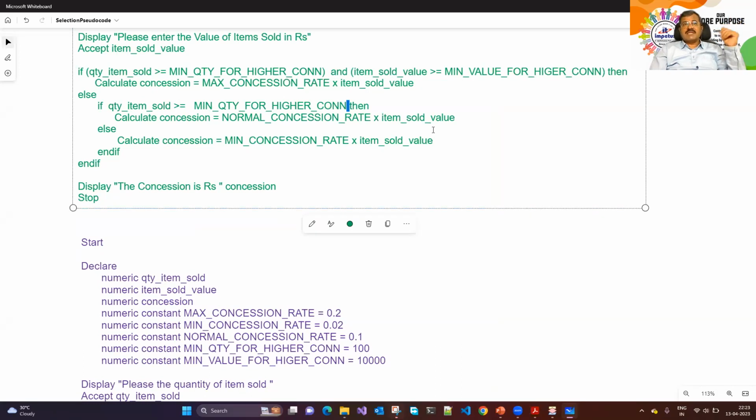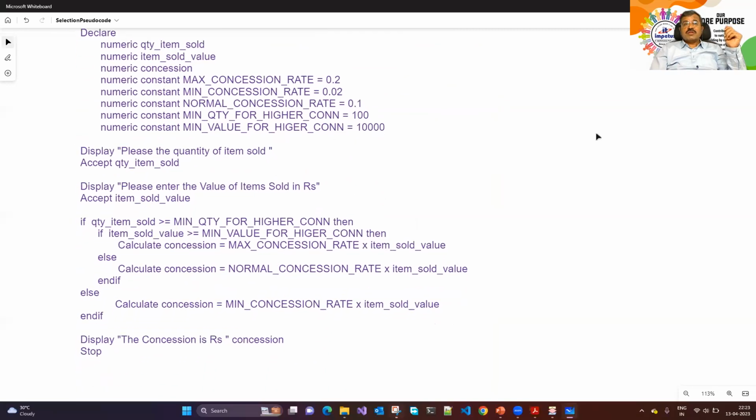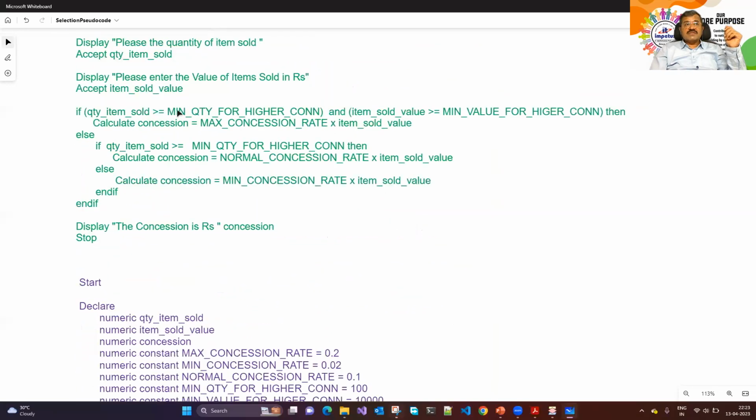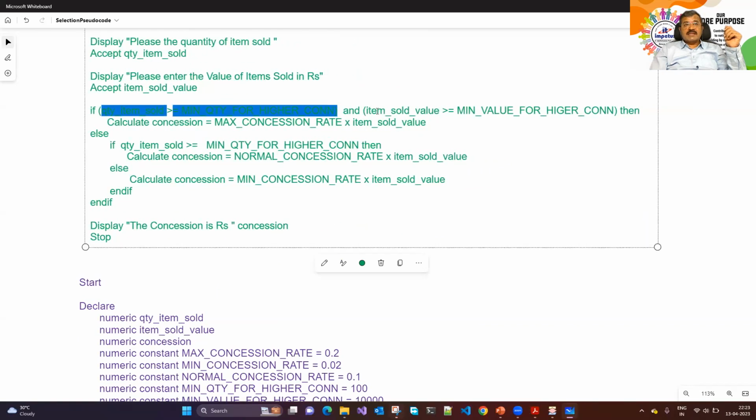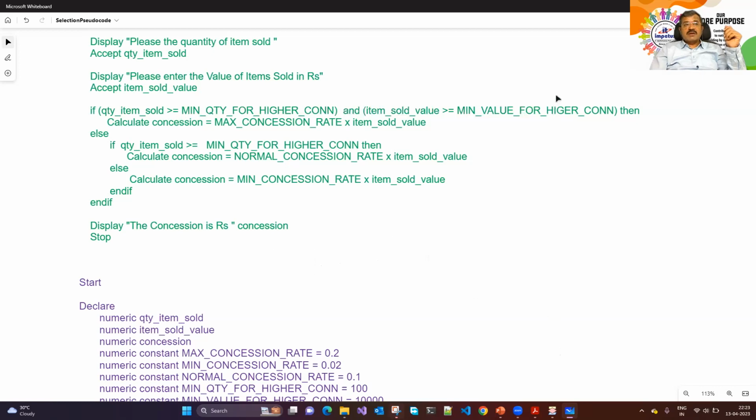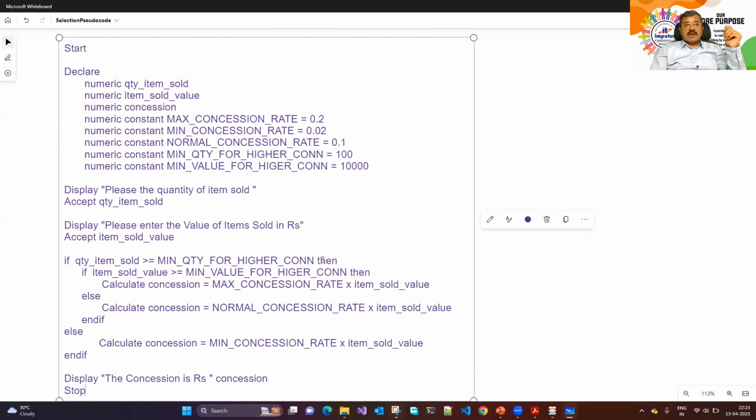If I had written here and the item sold is less than that, it would have been so complex. And look at this one, it's so very simple to understand. So whenever you see two conditions joined by using and, this is the first condition and this is another condition joined using and, mark my word, you have to use nested if. How? The first condition, if that is true, check for the second condition. Now if both the conditions are true, then only we'll go here. So it is as good as saying and.